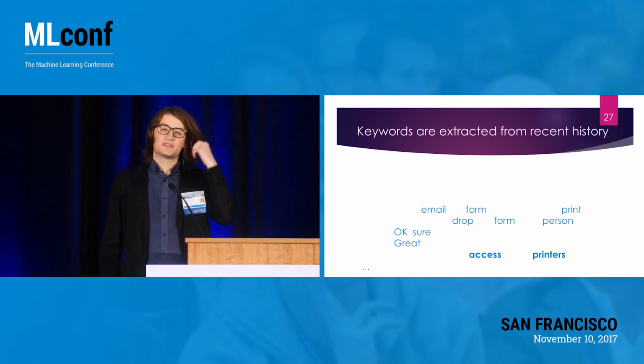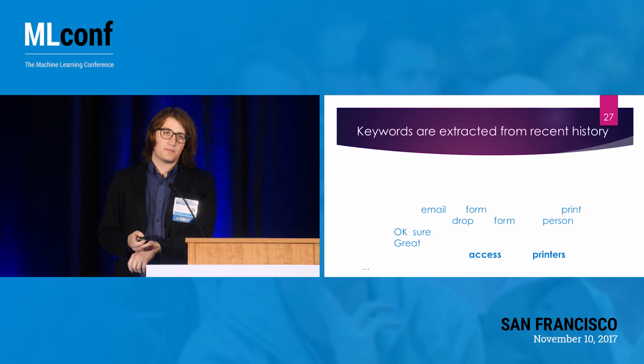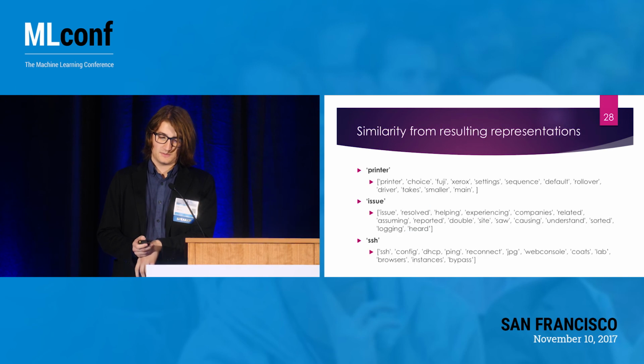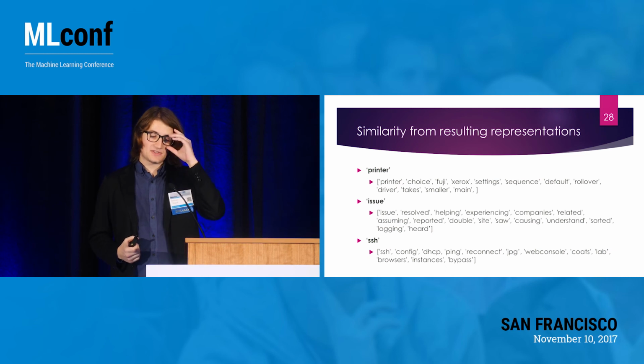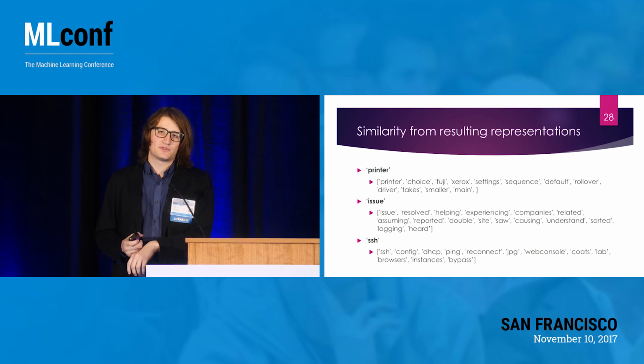So you take from that context window, you pull out words based on your processing step. And then you get something that looks like this. You can see, for instance, for printer, we don't just find different sorts of printer models, we actually come away with things that are related when you're trying to fix your printer. So we find settings, sequences, defaults and drivers are things that are related when you're trying to fix a printer. We see similar correlations across the board with different representations. You have three examples here.